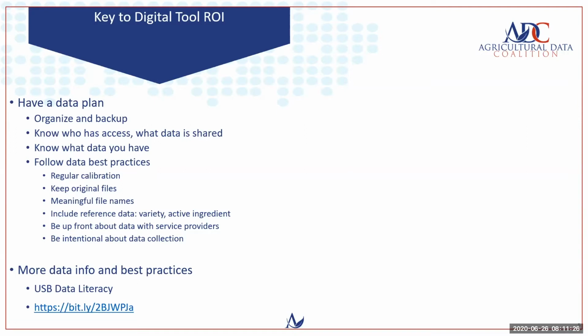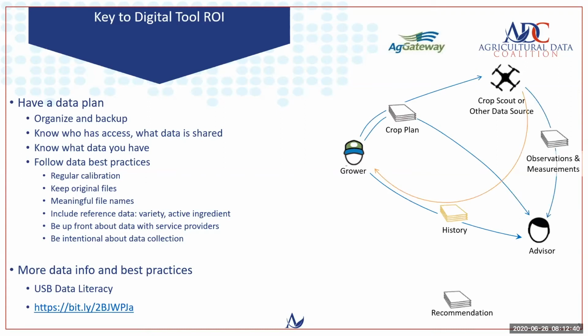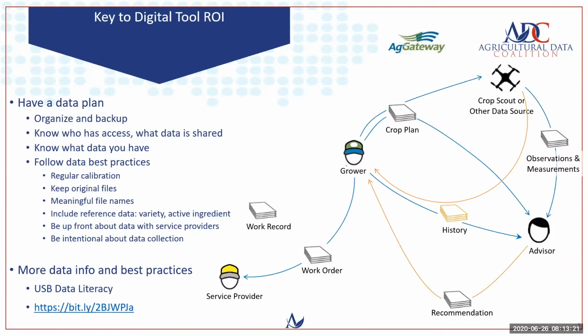Another important thing is reference data. Actually labeling what seed variety you used can be a big benefit when you're looking at yield maps. The other thing is to be upfront with data service providers. So if you have the co-op coming out to apply fertilizer, who gets the as-applied map, or is there anything special that needs to be done to get that? And basically just being intentional and having a plan about it, because Ag Gateway has a pretty good little animation here that I'm borrowing on how all this data flow works.